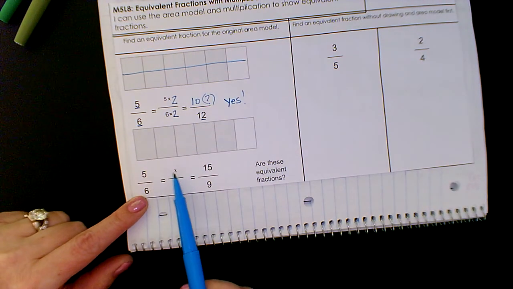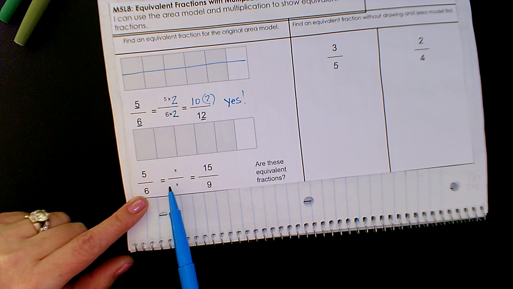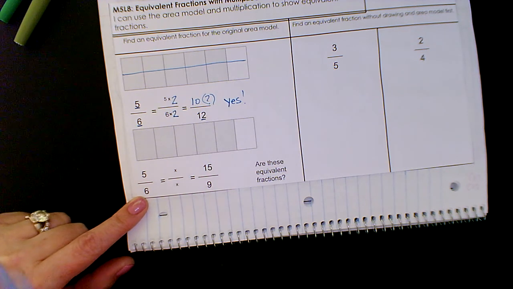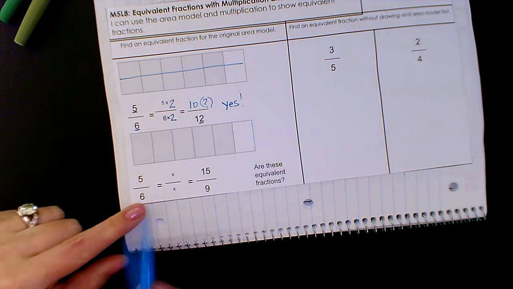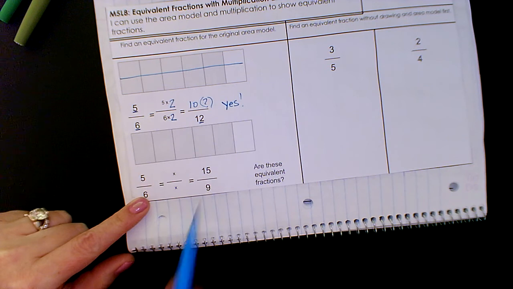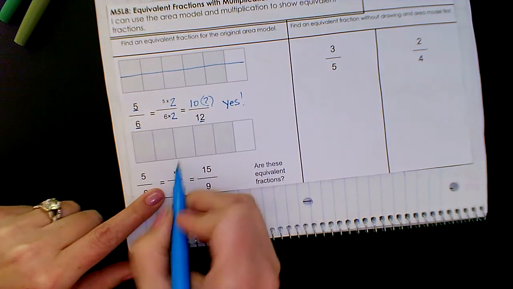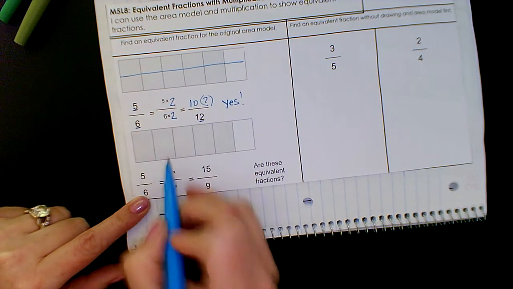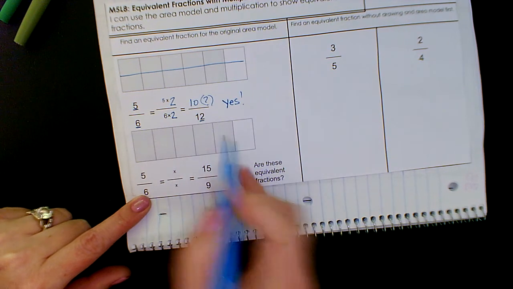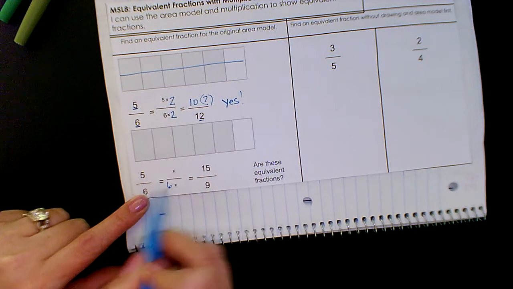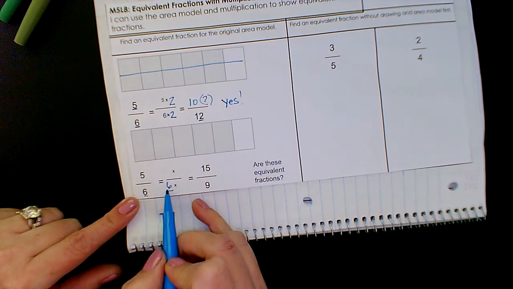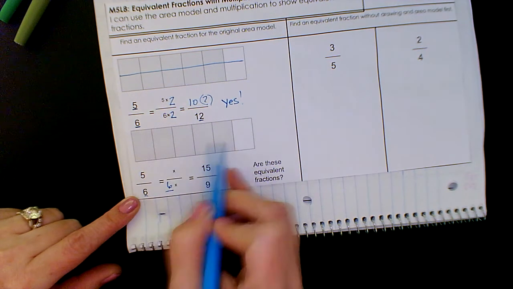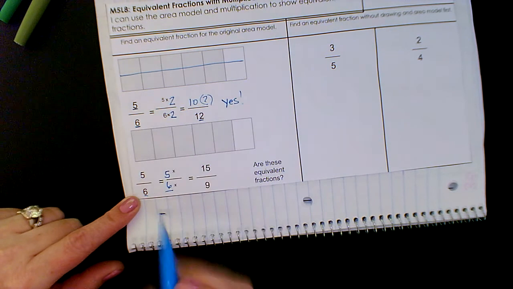5/6 equals blank times blank, blank times blank equals 15/9. Huh. Well, I need 6 to go into 9. Let's make sure we have our whole. Our whole should be 6. 1, 2, 3, 4, 5, 6. So I'm going to put 6 because there's my whole. 6 is my whole, right? So I want to carry that over. And then 5 is my shaded part. 1, 2, 3, 4, 5. Yep, that's 5. So that's my numerator.